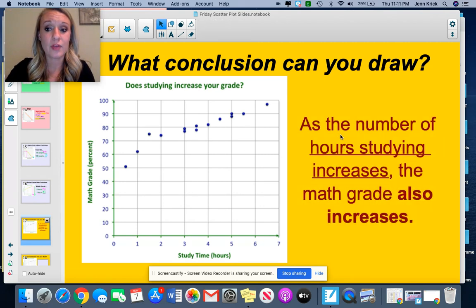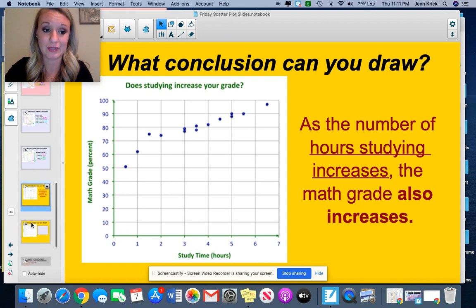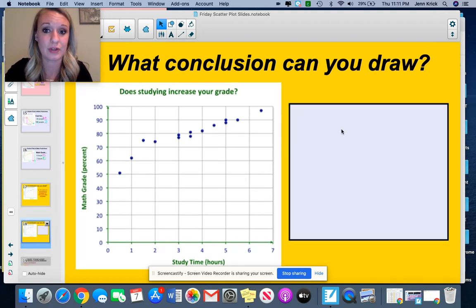Well, I know that as the number of hours that you study goes up or increases, your math grade as a percent also increases. So as study time goes up, your math grade goes up. How about this graph too?